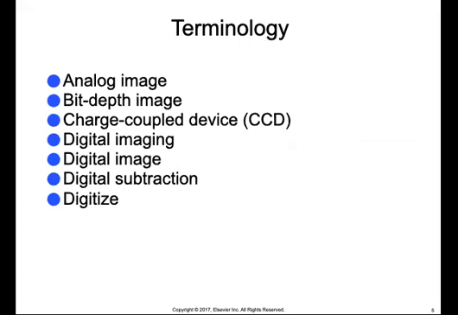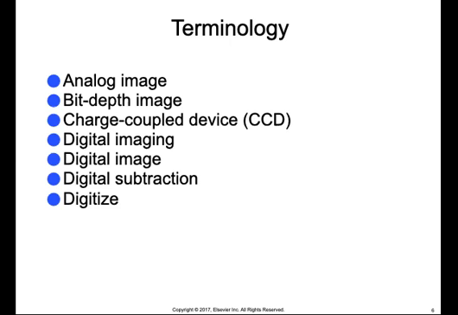So some of the terminology we'll be using is an analog image, which is a radiographic image produced by conventional film, a bit depth image, which is a number of possible grayscale combinations for each pixel, a charge coupled device or CCD device, which is a solid state silicone chip detector that converts light or X-ray photons into an electrical charge or signal. Digital imaging just means filmless imaging system, and digital image is an image composed of pixels that can be stored in a computer.